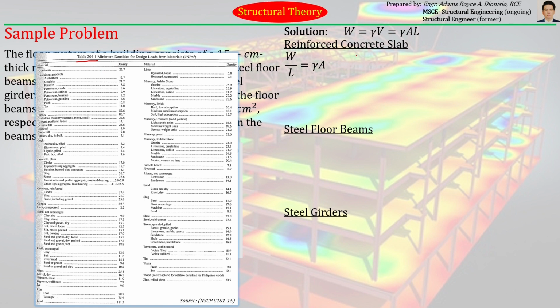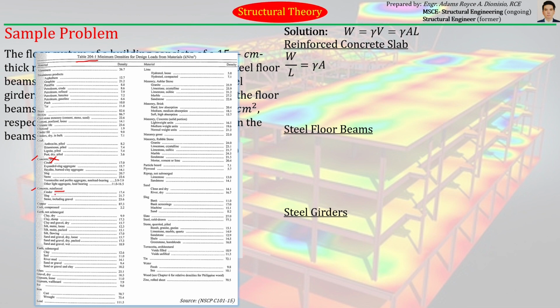So we have a reinforced concrete slab. So it is concrete. So we will go to the concrete portion of table 204-1. So this is the concrete portion, but this is plain concrete. So we can't use that because that is plain concrete. We will move on to the next concrete that we have here, which is reinforced. So that is what we need.